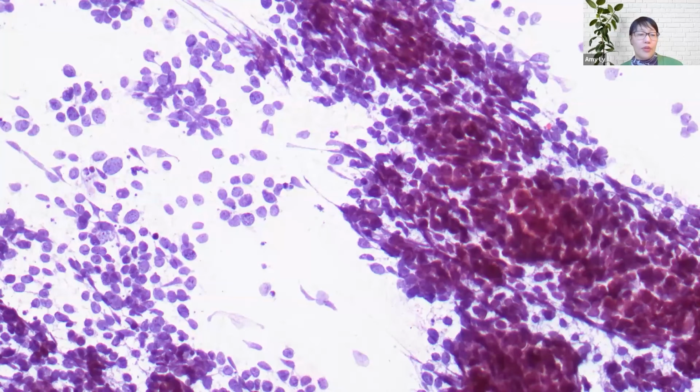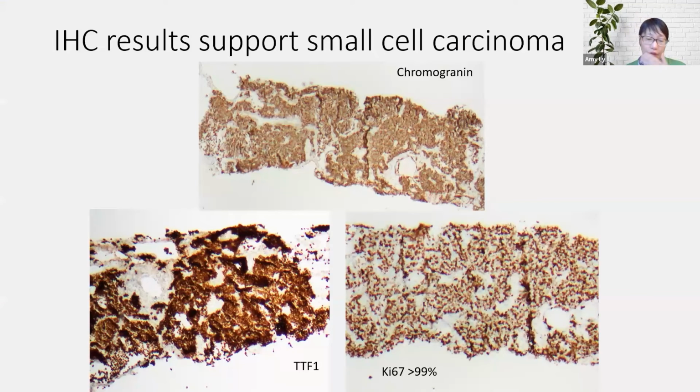So this is one example of a small cell carcinoma where we see our typical morphologic findings of molding, and we see apoptotic debris, speckled chromatin, crush artifact. And in this case, we had a concurrent core. So this happens quite frequently where you get two types of cytologic and surgical pathology samples. So the IHC in this case supported a small cell carcinoma with chromogranin and TTF1 positivity and a Ki67 greater than 99%. But we can do this with cell blocks too. We don't need a core.